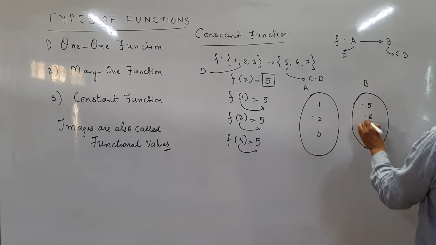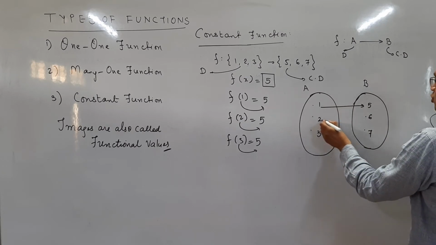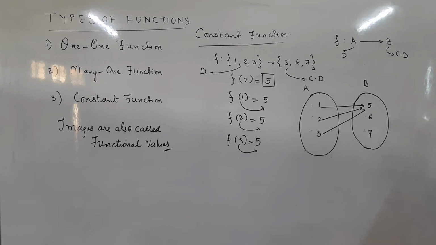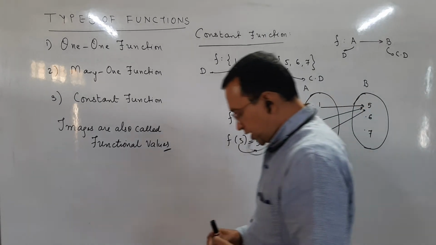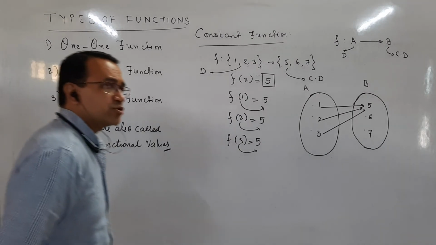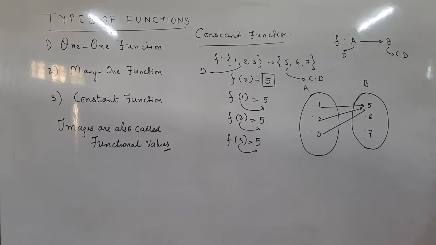Codomain is 5, 6, 7. 1 is associated with 5. 2 is also associated with 5 and 3 is also associated with 5, then such a function is called a constant function.